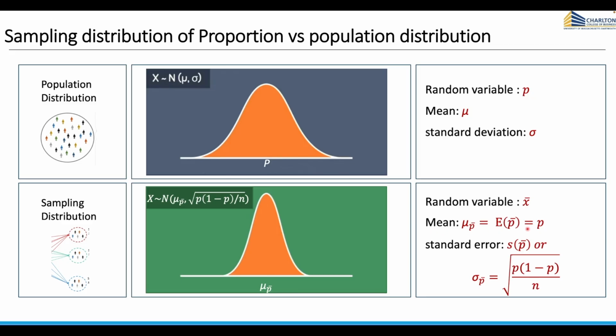The mean of the sampling distribution, or mu sub p-bar, is equal to p, the proportion of the population. And the standard error of the sampling distribution, or sigma sub p-bar, is equal to the square root of p multiplied by 1 minus p, divided by the sample size. So both distributions are normal, and as we increase n, this distribution gets narrower and narrower, and that means that most of these samples have a proportion equal to the proportion of the population.